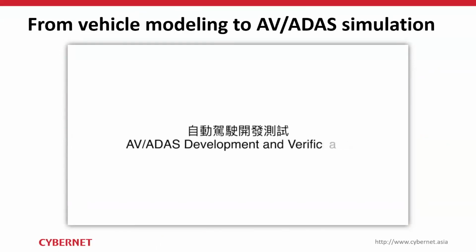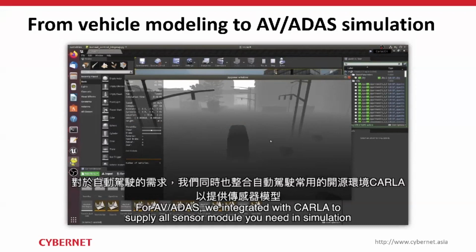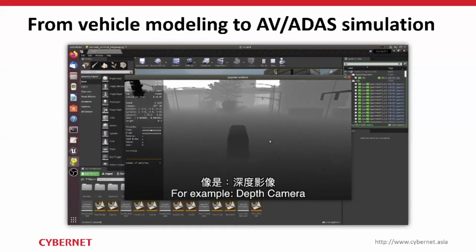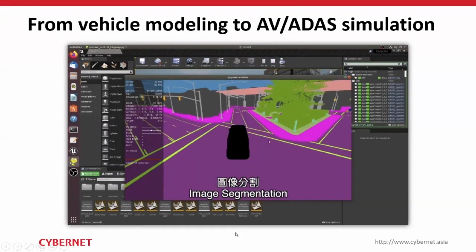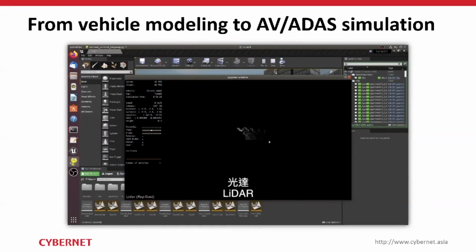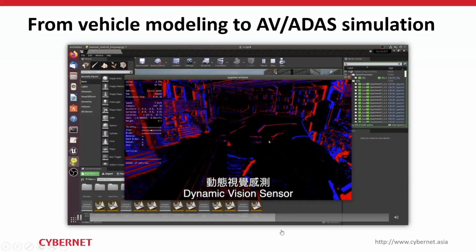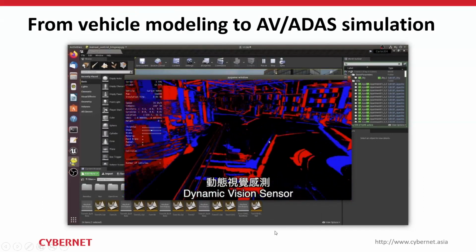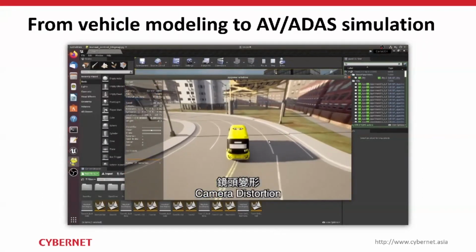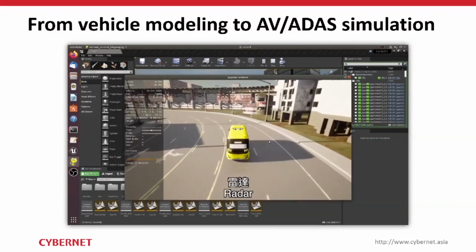For AV ADAS, we integrated with CARLA to supply all the sensor modules you need in simulation. For example, a depth camera, image segmentation, LiDAR, dynamic vision sensor, camera distortion, and radar.